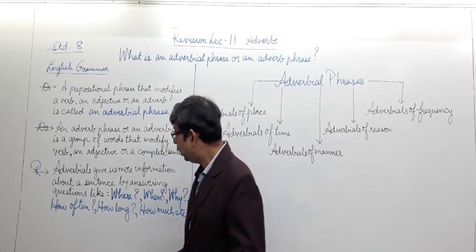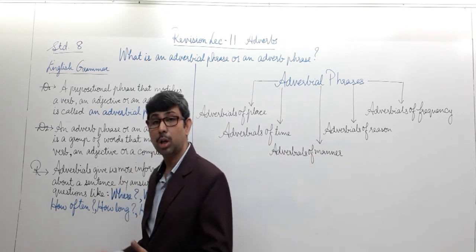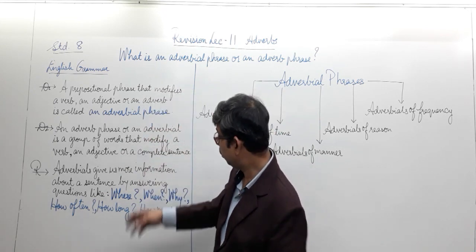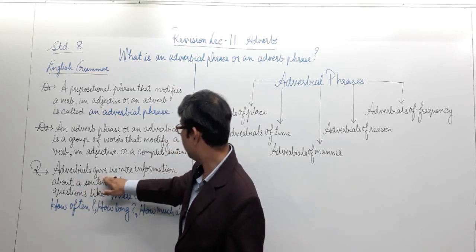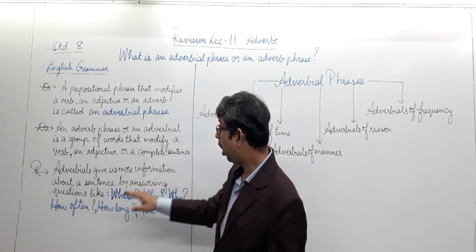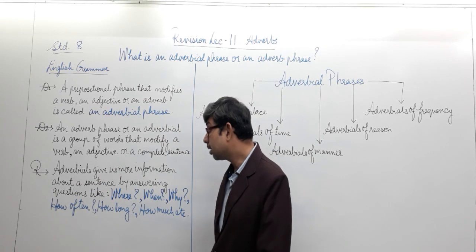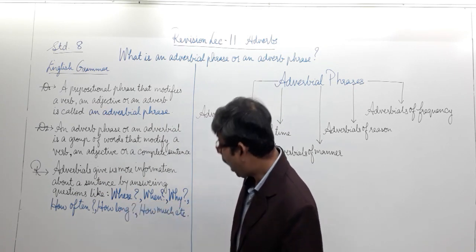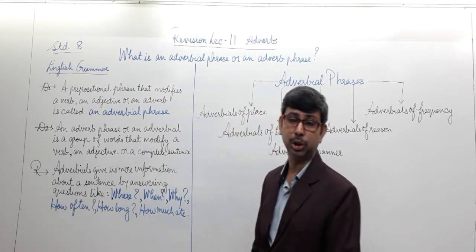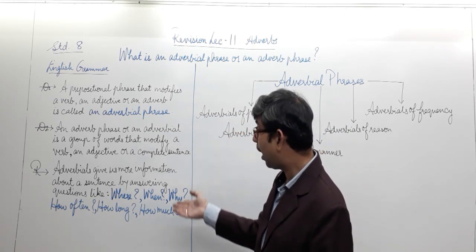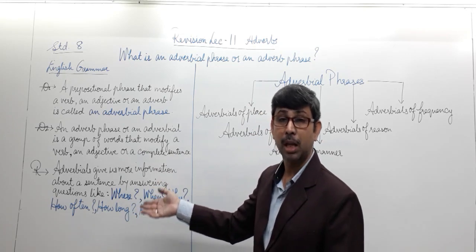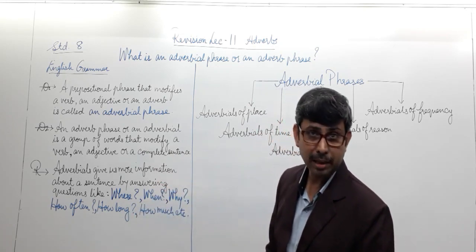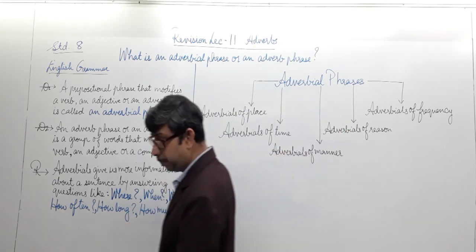Let's try to understand the role of an adverbial phrase. For this, we need to read this. Adverbials give us more information about a sentence by answering questions like where, when, why, how often, how long, and how much. These questions are answered by adverbials in order to give us information vested within the sentence. Well, this is not all.